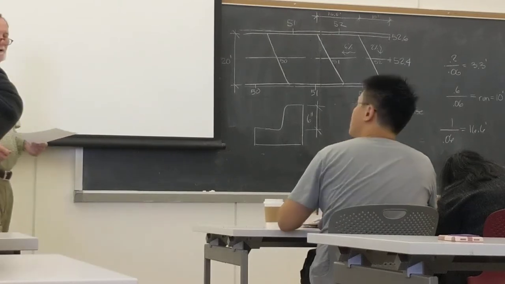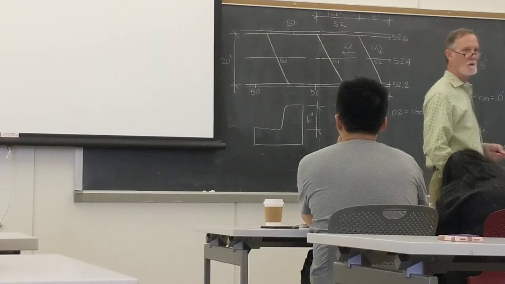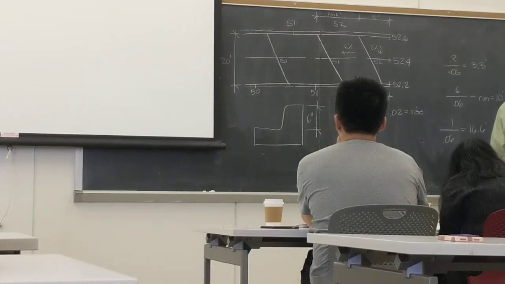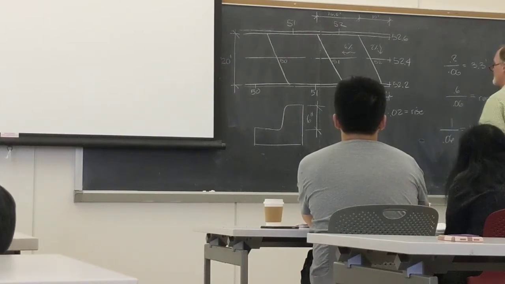So what if the curb height is not 6 inches? How will we know where the contour comes out of the curve? You're going to have to interpolate. That's right. Okay? So let's say we had an 8-inch curve.